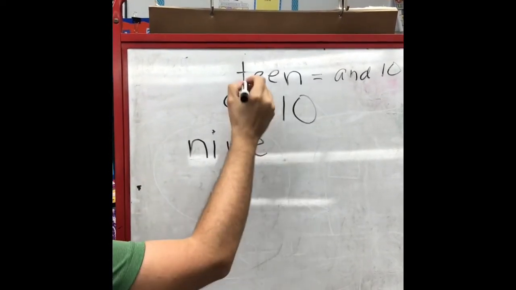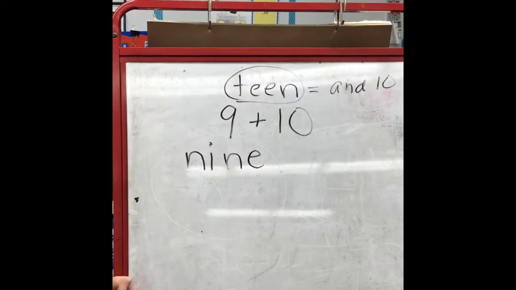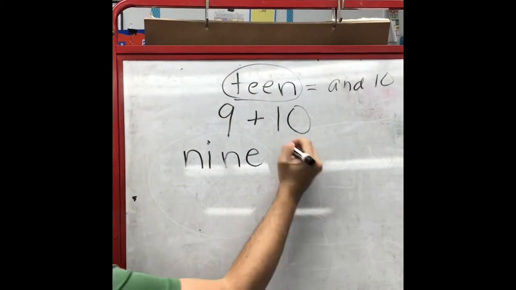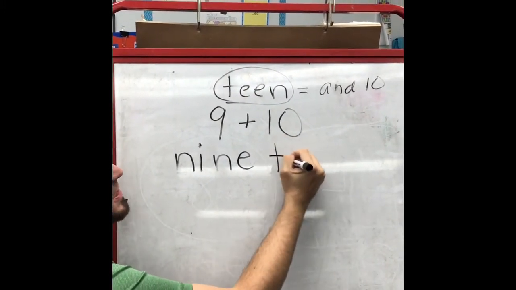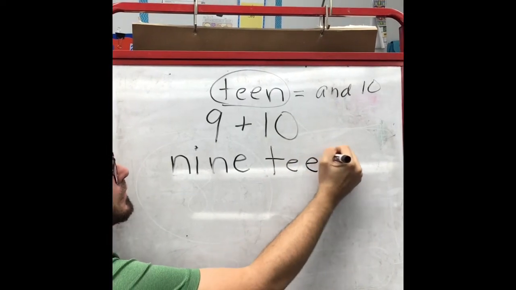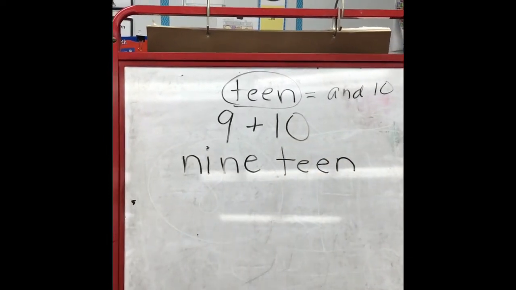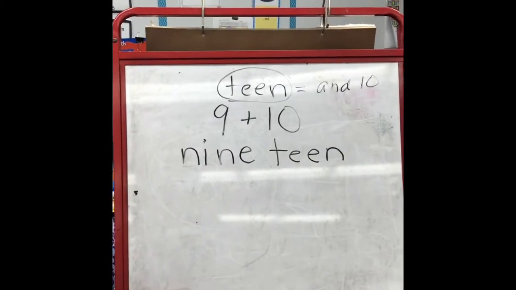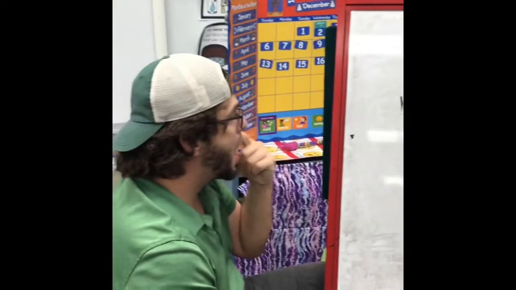So what it actually looks like when we write the actual word is the word 9. And then we use our little word part right here to say the "and 10" for us. So it's 9, teen. And that's the "and 10." So 19 equals 9 and 10.